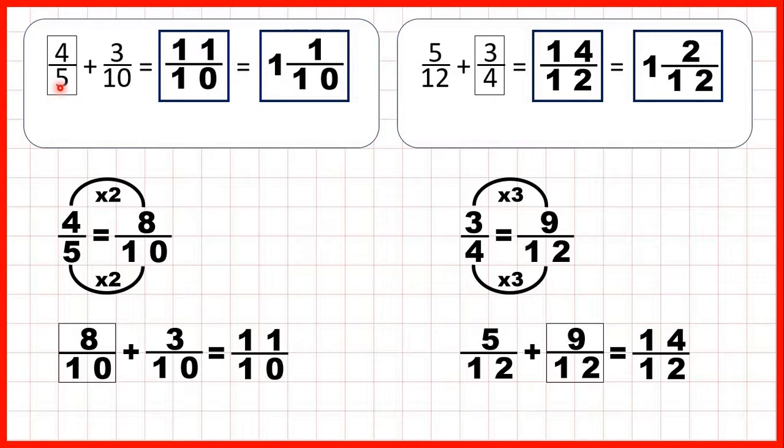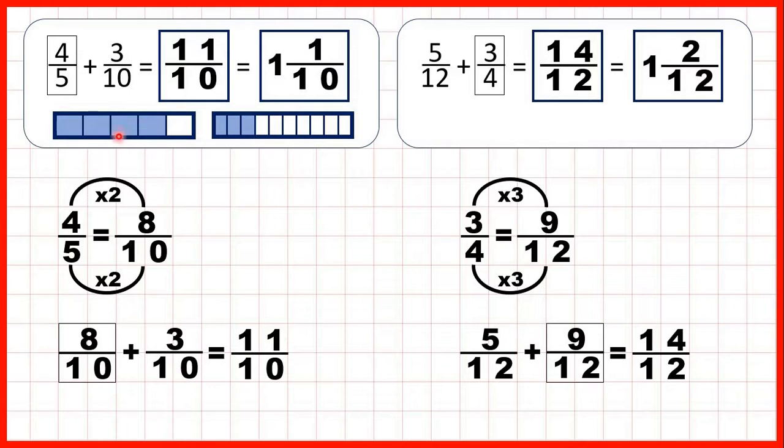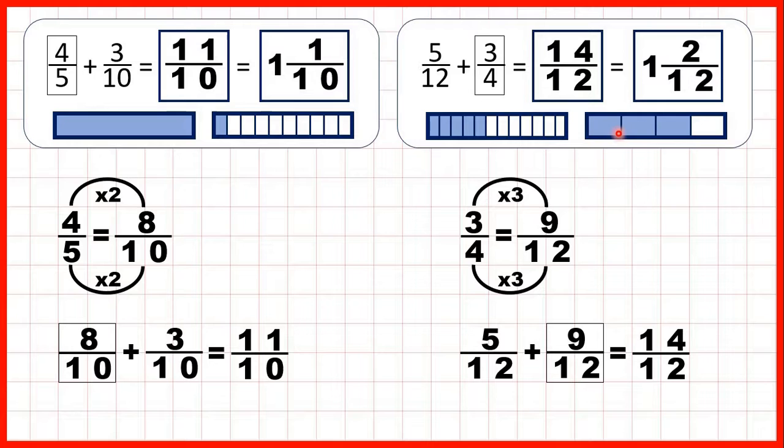But let's think about what we did here. So for this first question, we had 4/5, and we were adding 3/10. We changed those 4/5 into 8/10, and when we put them together, we saw that we had 11/10 altogether. But when we changed that back into a mixed number, we got 1 and 1/10. Then we had 5/12, and we were adding 3/4. We saw that 3/4 was the same as 9/12, so when we put those together, that gave us 14/12. But as a mixed number, that's the same as 1 whole and 2/12.